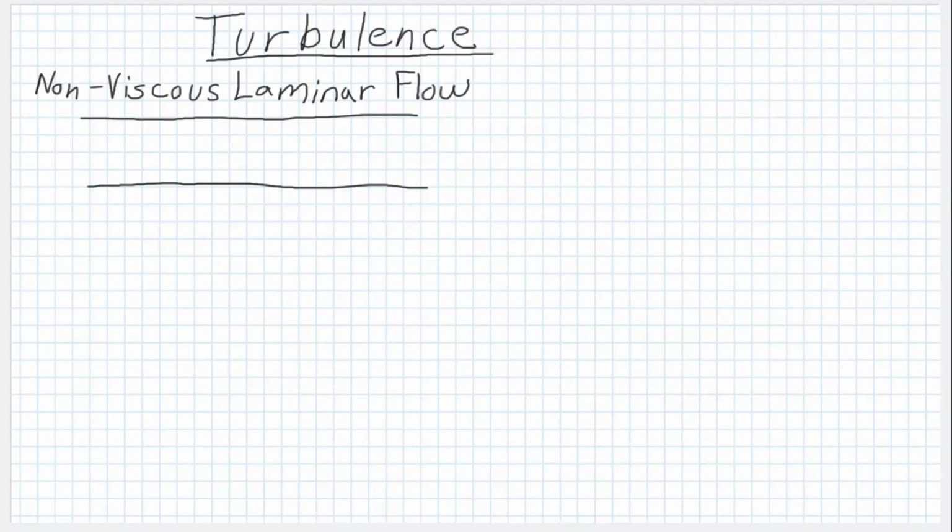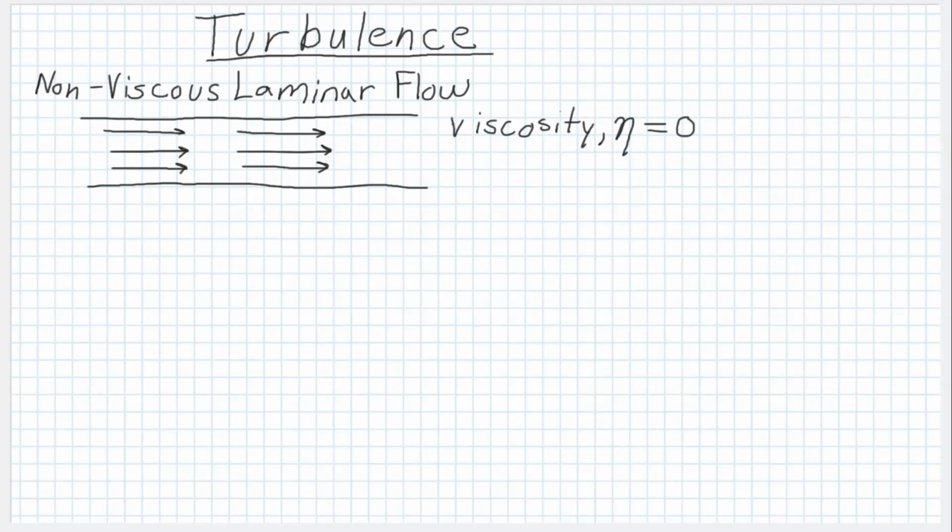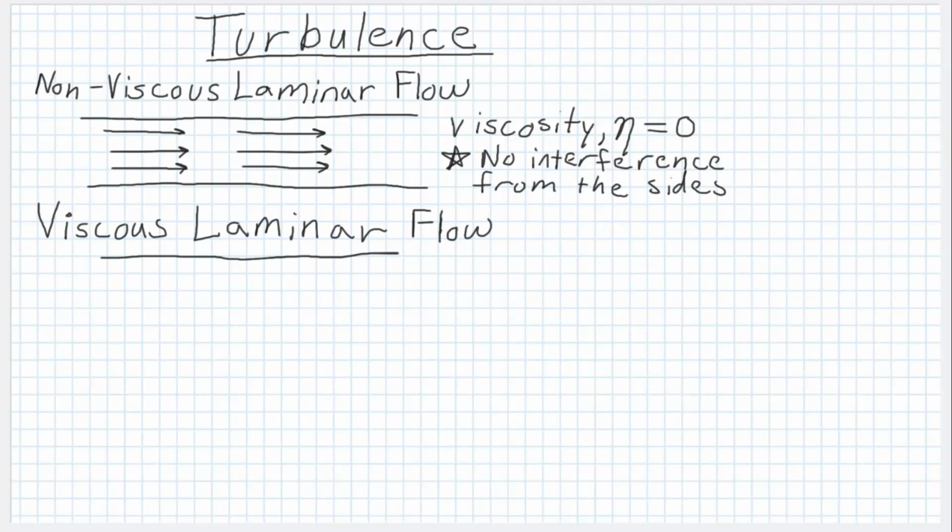If this is my pipe, all of the streamlines in my pipe go in the same direction and are going the same speed. The viscosity in this situation is equal to 0, so there's no viscosity. Also notice that in this situation, there's no interference from the sides of the pipe. So the flow in the center of the pipe is the same speed as the flow at the walls of the pipe. The next example we're going to talk about is viscous laminar flow.